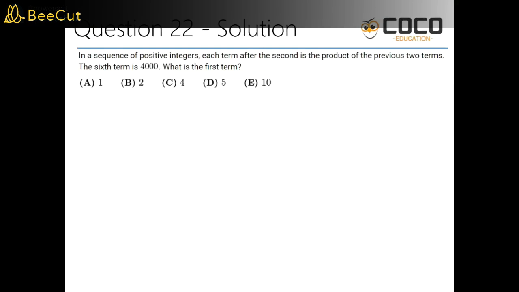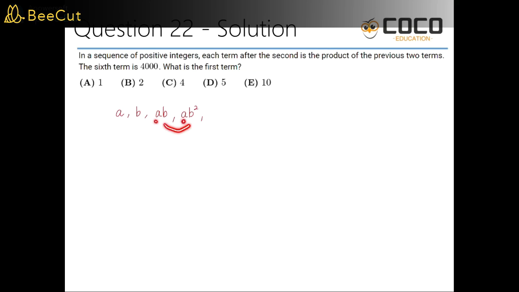Question 22. We have a sequence of positive integers. Each term after the second is the product of the previous 2 terms. Let's say the first term is A, the second term is B. So the third term is A times B, that's AB. The next one is B times AB, so that's AB squared. Next one is AB times AB squared.